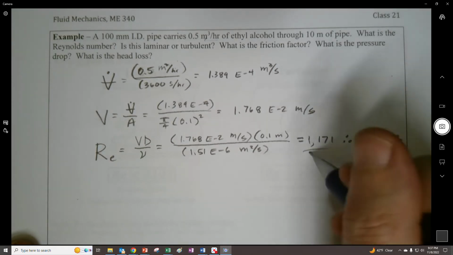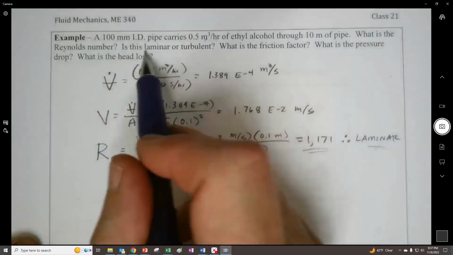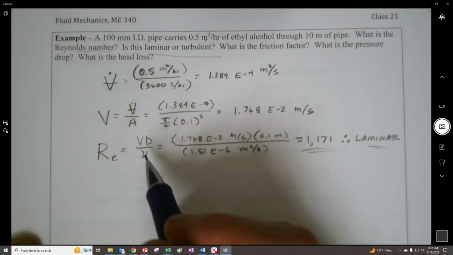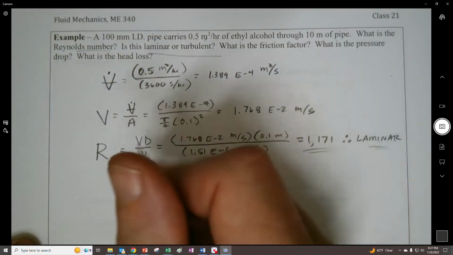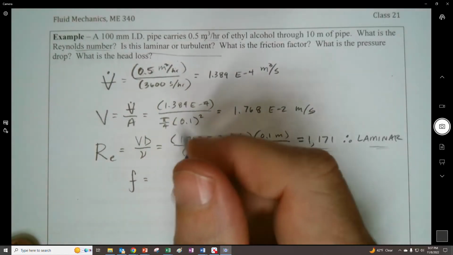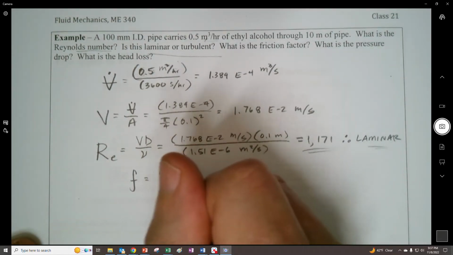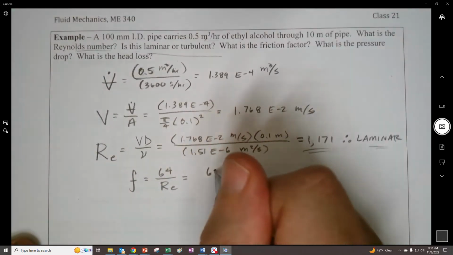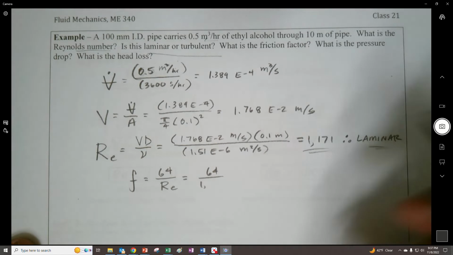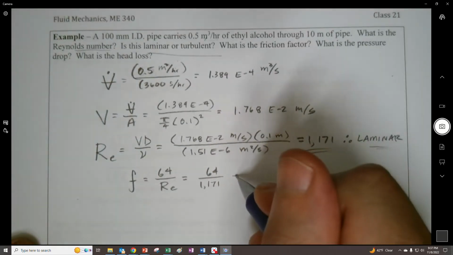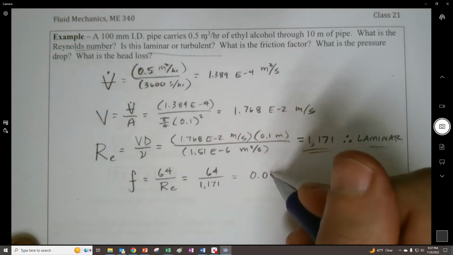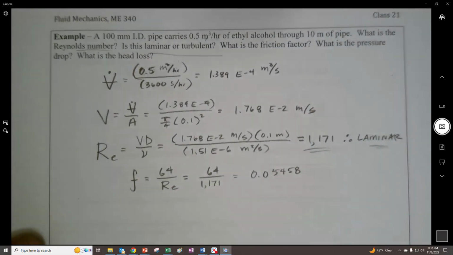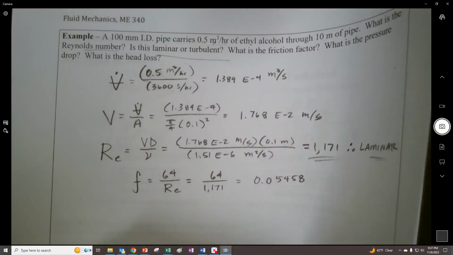So we've answered two questions so far: the Reynolds number and laminar or turbulent. The next thing we want to find is the Darcy friction factor. For laminar flow it's 64 divided by the Reynolds number. 64 divided by 1,171 is 0.0458.